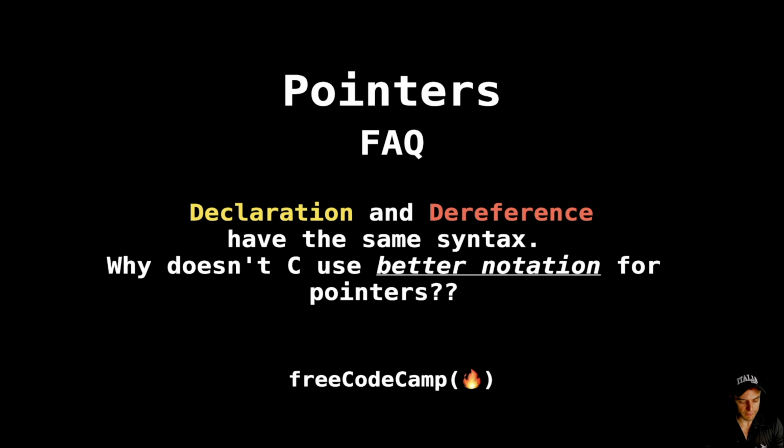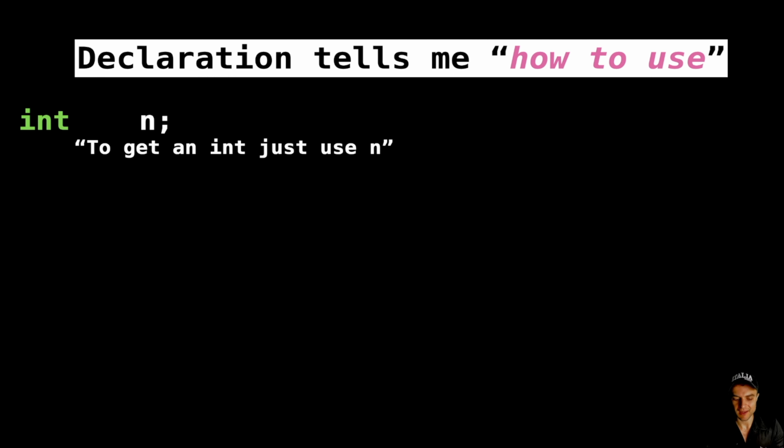Declaration and dereference have the same syntax. Why doesn't C have a better syntax for doing this? Namely, a different syntax for dereferencing and another different syntax for declaring. This is confusing. Initially, it was a little confusing for me. Keep in mind this principle: the declaration tells me how to use it. What does it mean? Well, let's try to understand together.